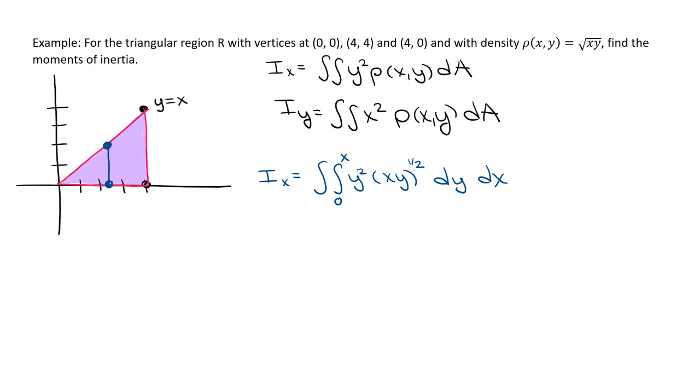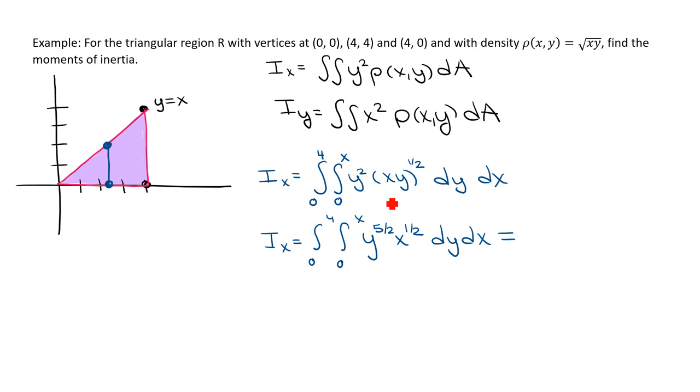As far as my bounds of integration, if I'm going to integrate with respect to y first, we're starting at y equals 0, and we're stopping on that line y equals x, regardless of where we are in this triangle. So my y values go from 0 to x, and my x values start at 0 and stop at the right side of this object, x equals 4, so 0 to 4. That's the integral I'm going to compute to get my moment of inertia.